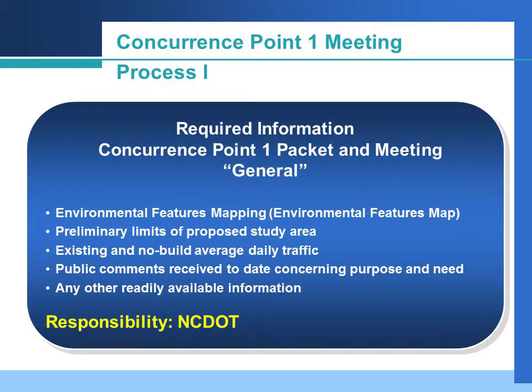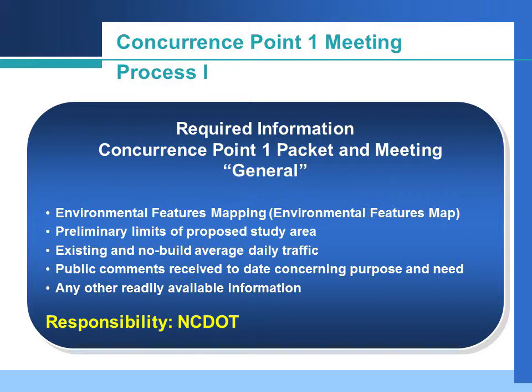One of the main reasons this course is being presented is to increase consistency in the type and level of information provided at concurrence meetings. Consistency will lessen process delays and increase confidence in decision-making by the project team. We are now going to discuss the specifics of detailed information required to be provided to the project team prior to the Concurrence Point 1 meeting for Process 1.